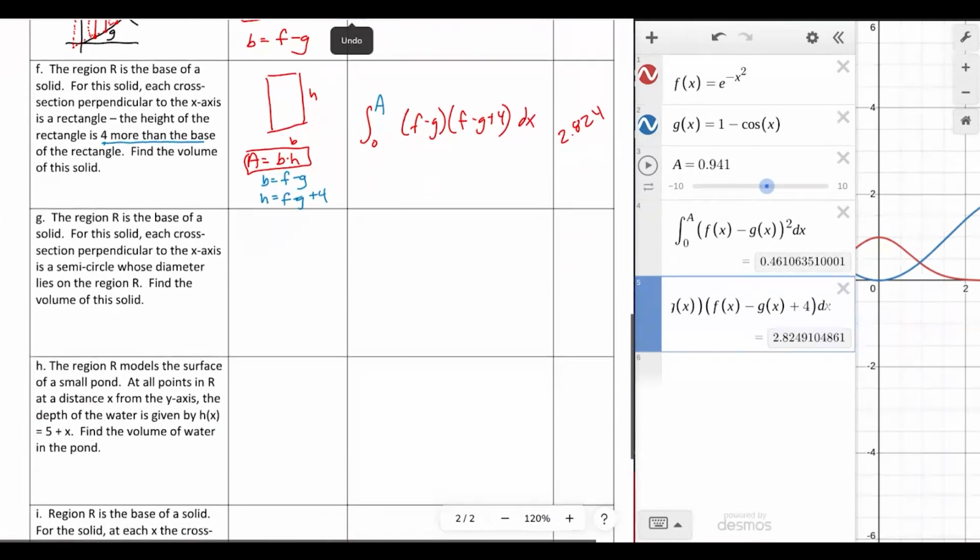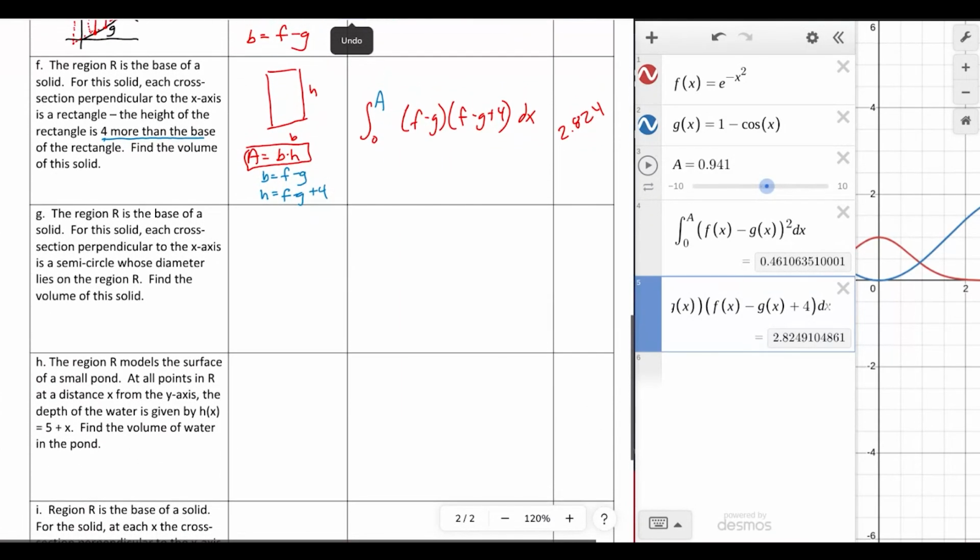All right. We got just a couple more for you here. Letter G, the region R is the base of a solid. So same kind of setup. But in this section, each cross section perpendicular to the x-axis is a semicircle, where the diameter lies on the region R. So this one I think is worth trying to sketch out here, at least attempting.